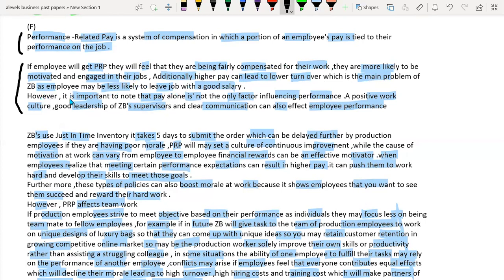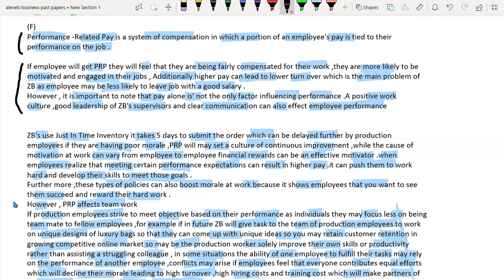But however, it is important to note that pay alone is not the only factor influencing performance, because we have to talk about the other things and also we can talk about its limitation. So a positive work culture, good leadership of ZB's supervisors, and clear communication can also affect employee performance. This is my further analysis, or you can say a two-sided analysis.